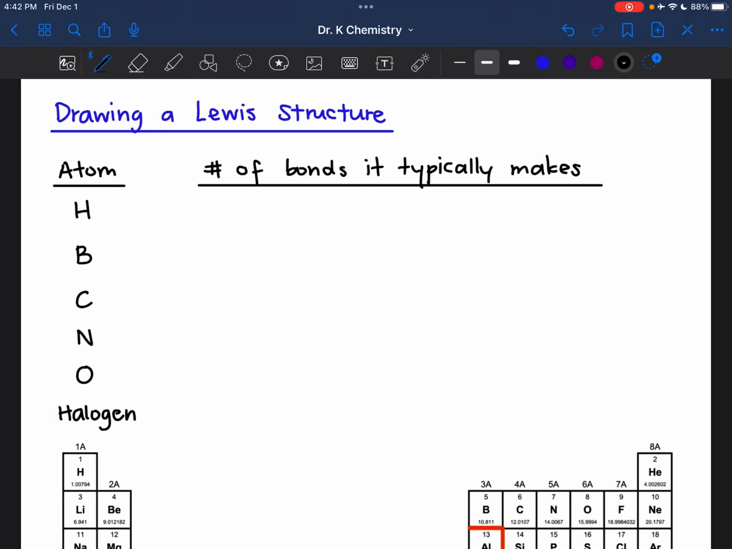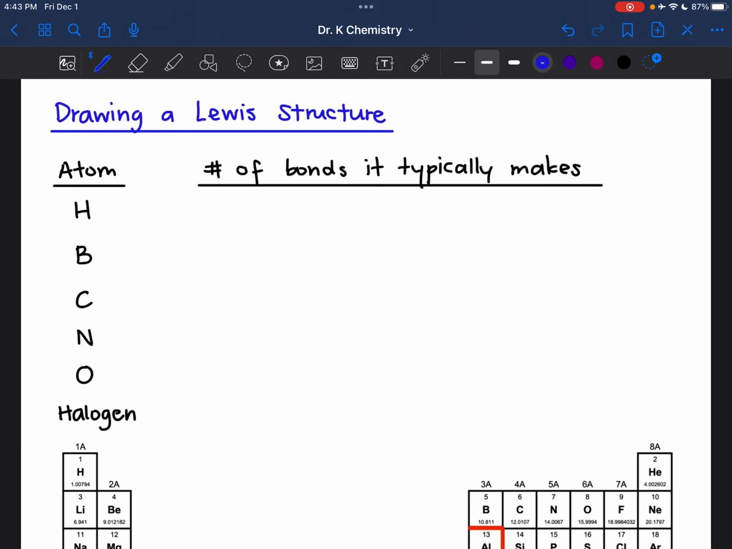In this video, we're going to review how to draw a Lewis structure because a lot of different skill sets in chemistry are based on drawing a correct Lewis structure. So we're going to start by looking at a few atoms that come up very frequently in Lewis structures and determine the number of bonds that they need to make in order to complete their octet.